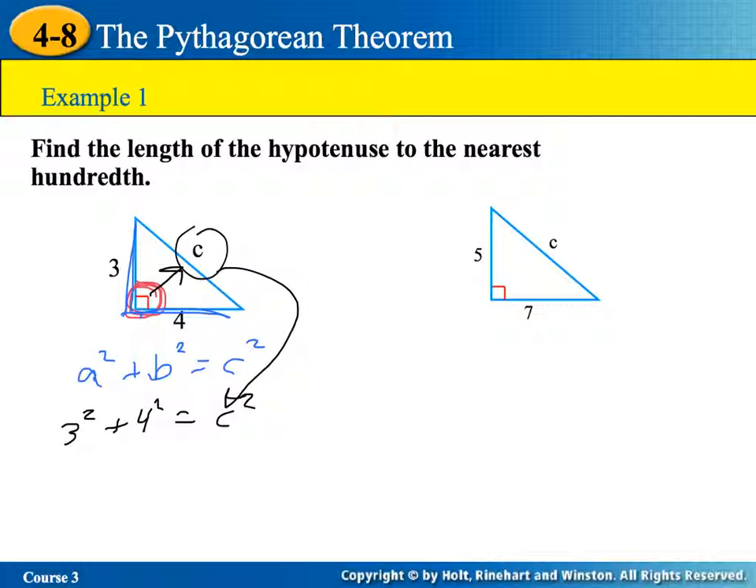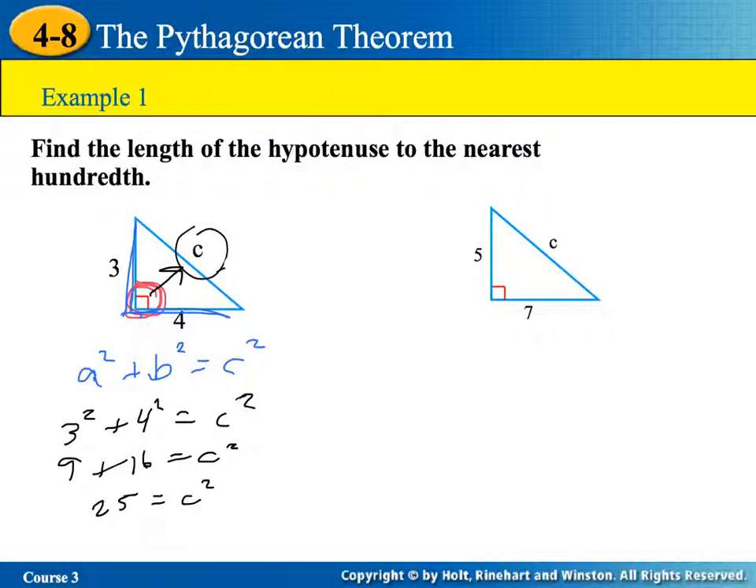Now, as I do this problem, I just start simplifying and I'm going to solve for C. So what's 3 squared? 9 plus 4 squared? 16 equals C squared. 9 plus 16 is what? 25 equals C squared. Now, I got C all by itself, but I still have an exponent on that C.